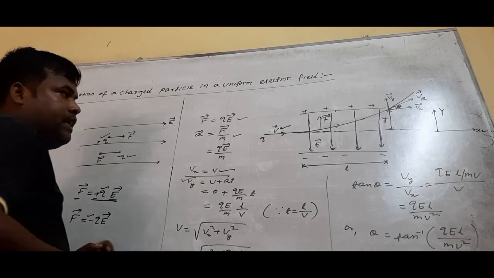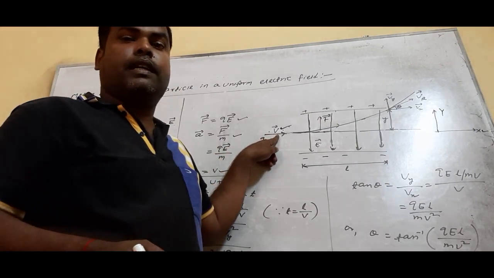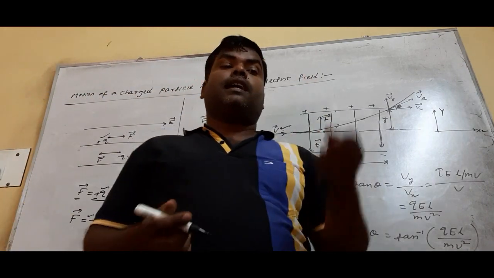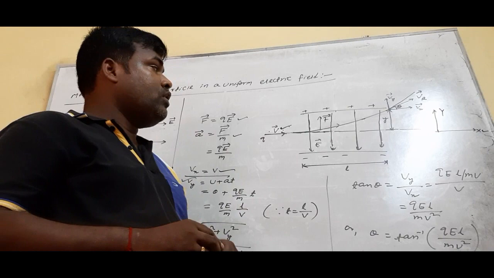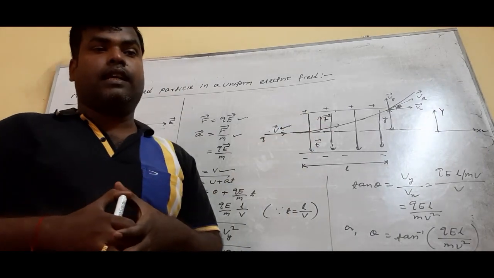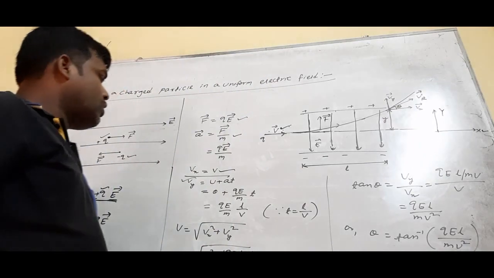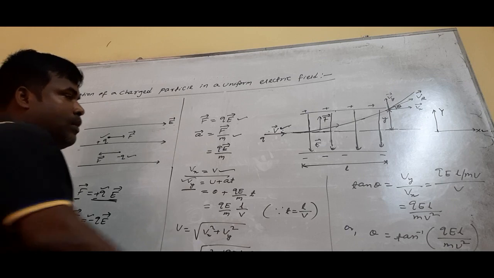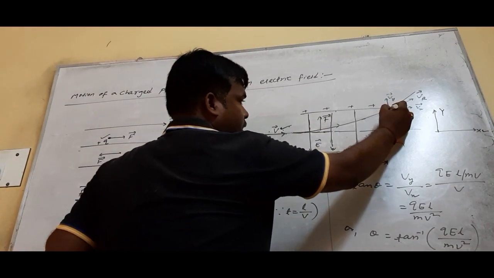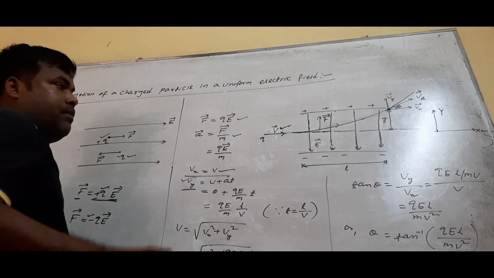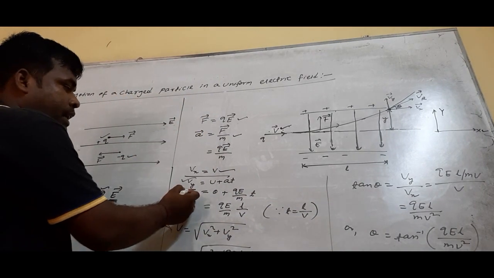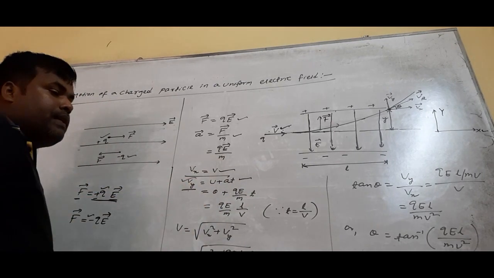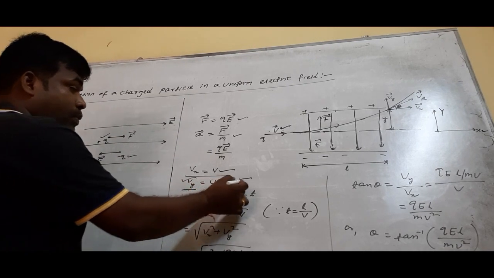And vertical velocity: initially there was no velocity along the vertical direction or along the y axis, but gradually the charged particle gains velocity along the y axis. That is due to the electric force which acts along the y axis. So what will be the velocity along the y axis after time t? Suppose when the charged particle reaches here, let its y component of the velocity be Vy. As it is uniformly accelerated motion, you can put v is equal to u plus at. So Vy is equal to u plus at.